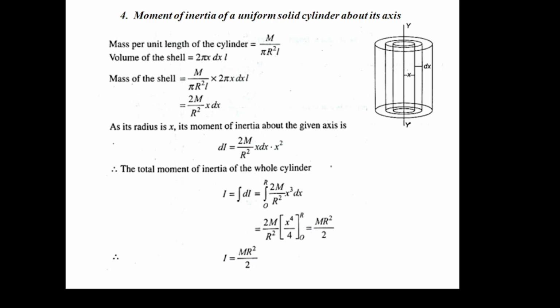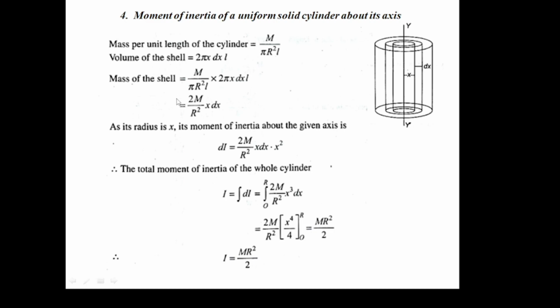Now the fourth and last case is the moment of inertia of a uniform solid cylinder about its axis xy. Suppose the mass of the cylinder is capital M and the total radius is r, about an axis y prime.